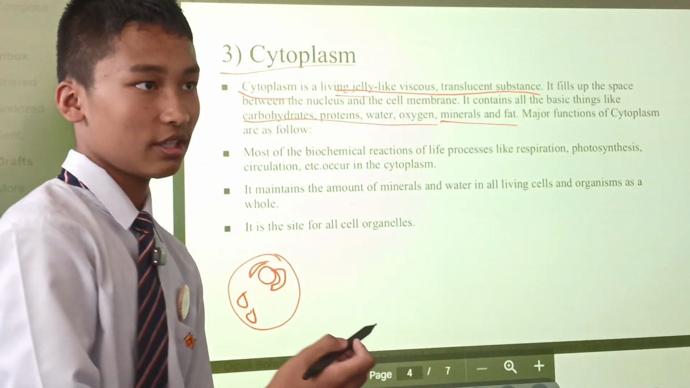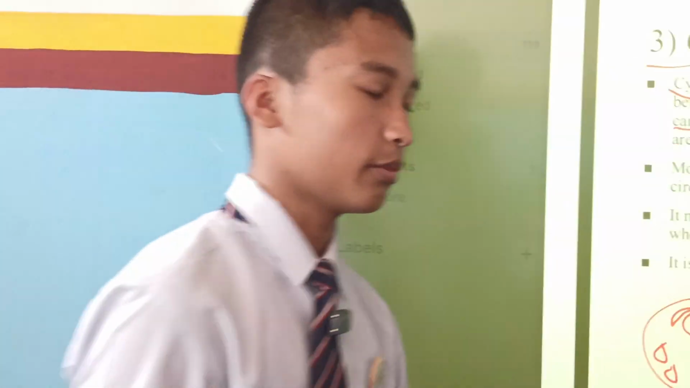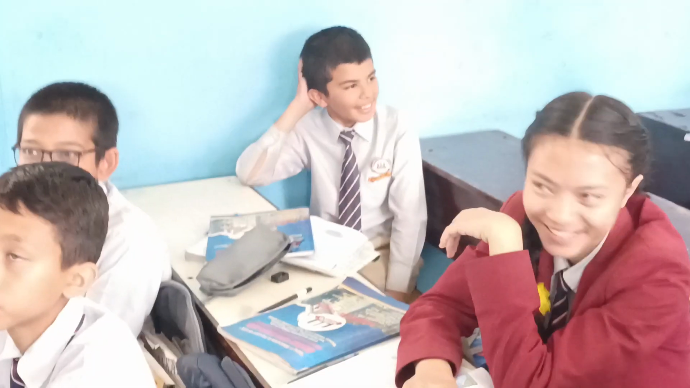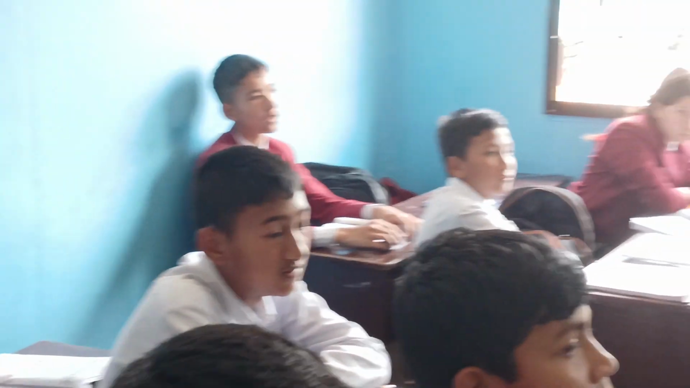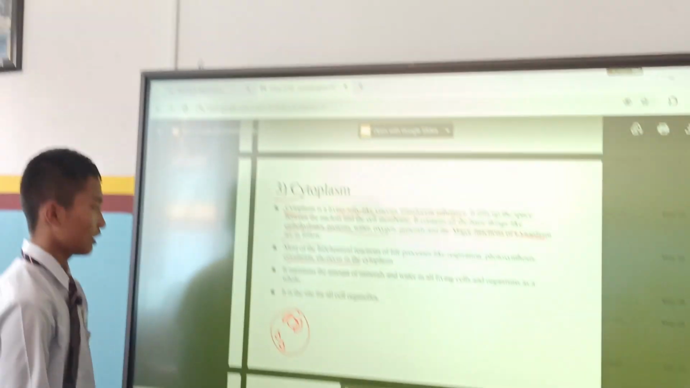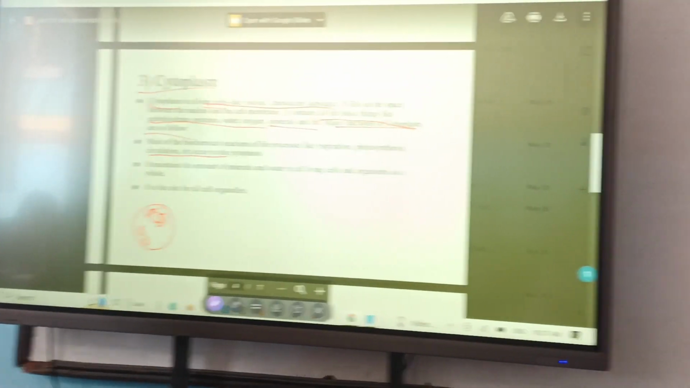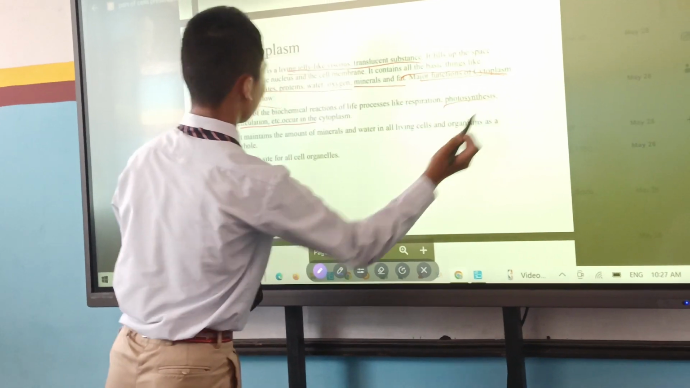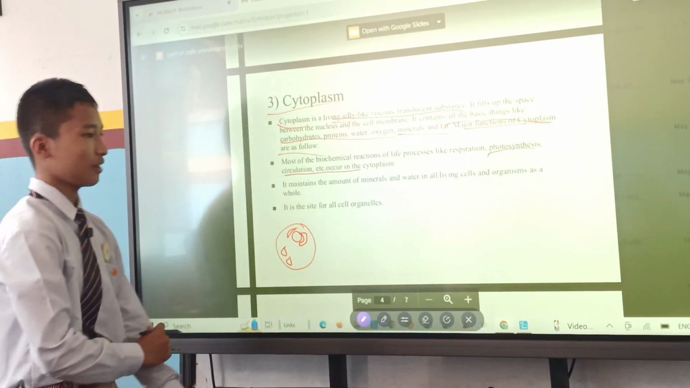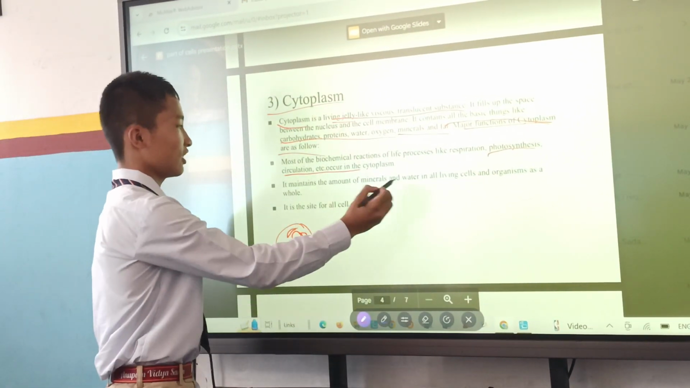It contains the basic things which are required for the growth and development of a human being. The major functions of cytoplasm are as follows. Most of the biochemical reactions of life processes like respiration, photosynthesis, circulation, etc. occur in the cytoplasm. It means that processes like breathing, photosynthesis, which is only for plants, not for us, and circulation, like blood circulation, occur in the cytoplasm.